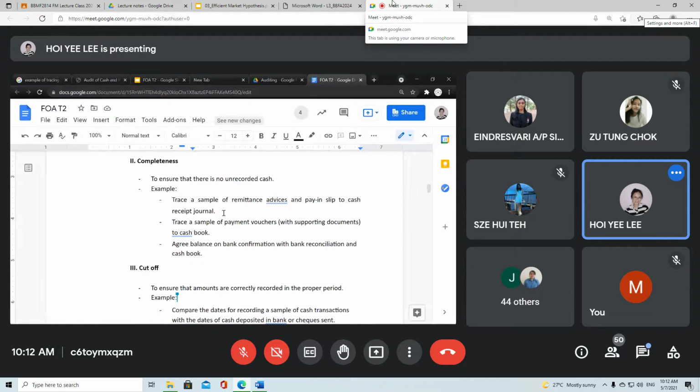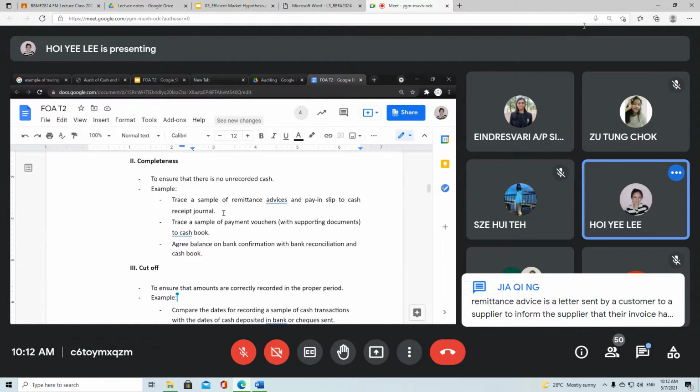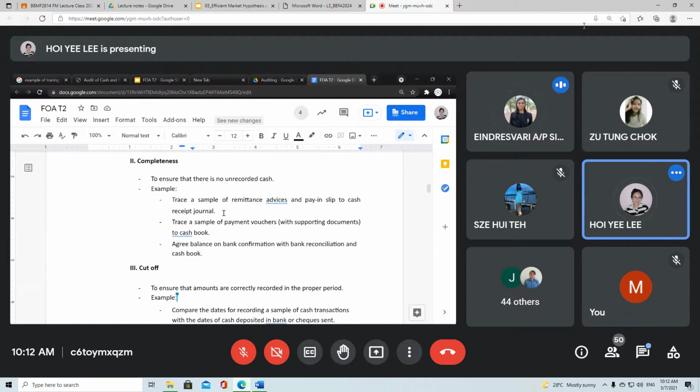Okay, so at least can you identify for me what are the source document and which is the accounting record here? Source document is remittance advice and pay in slip. Then accounting records is cash receipt journal. Cash receipt journal is accounting record. Is it same as cash flow? Yes. Then why didn't you use cash book?